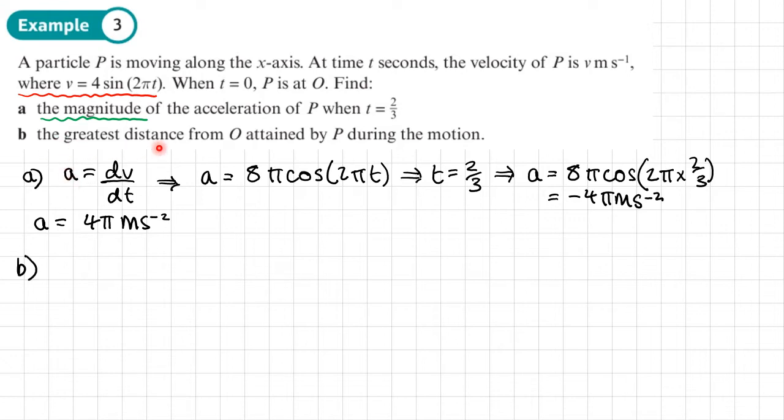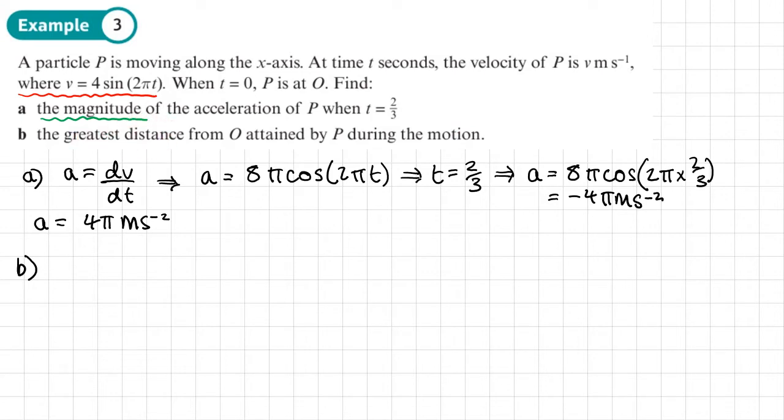The greatest distance from O attained by P during the motion. Now, sometimes when we're asked to find the greatest distance, we can look to see when the velocity is 0. But when we have these types of questions where the velocity is sine or cos, then because we know the maximum and minimum of the sine and the cos graph, we can use that to work out the greatest distance.